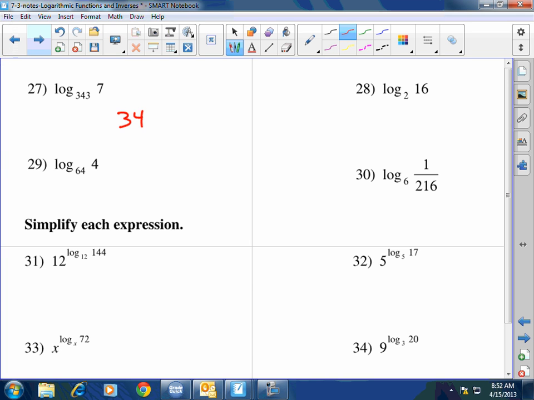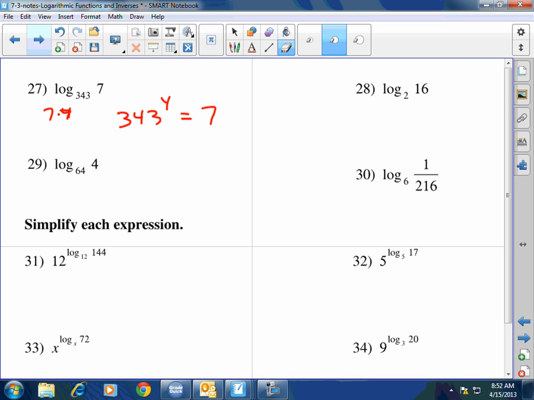343 to what power equals 7? To the 1/3 power. Wait, is it? No, not 1/3. Wait. Let's do the math. 7 times 7 is what? 49, right? And what's 49 times 7? Yeah, you're right.